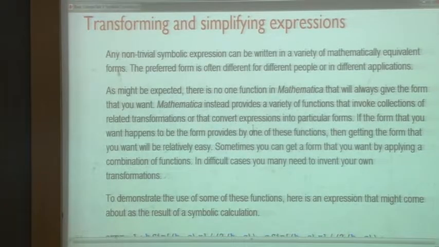Okay, so let's move on to the next topic: how we can transform and simplify expressions. Sometimes Mathematica will give us the solution for an integral that is very complicated, but we know the solution is very simple. So by simplifying, we can get the one from the book, right? That happens very often. So how do we make that happen?